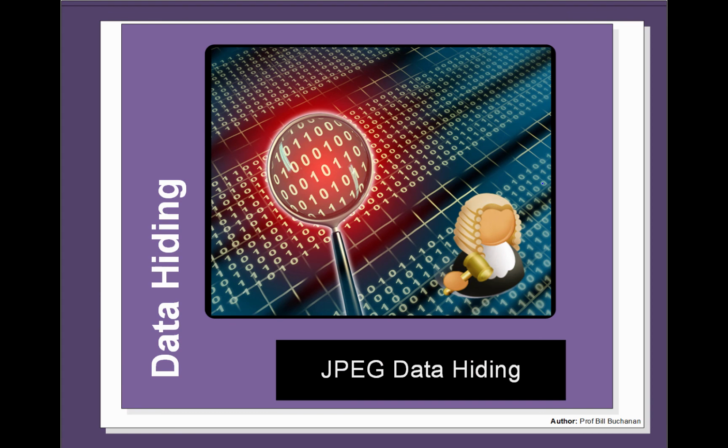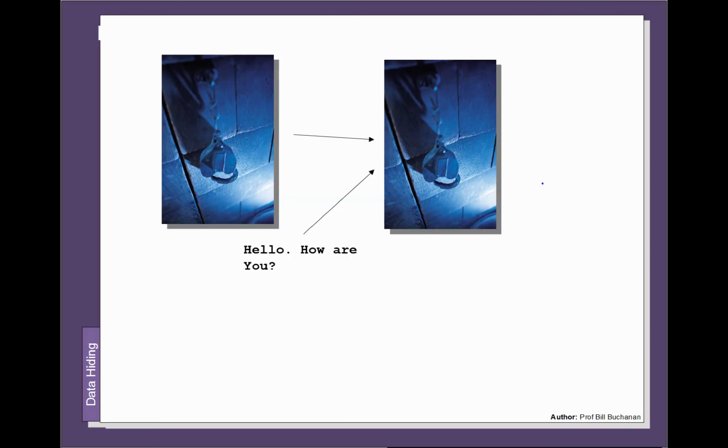As our first example, let's have a look at some JPEG hiding and how that works. So here's a JPEG image, and what I've done here is add some text into the image, and you can see that it's almost impossible to see any changes in the image.